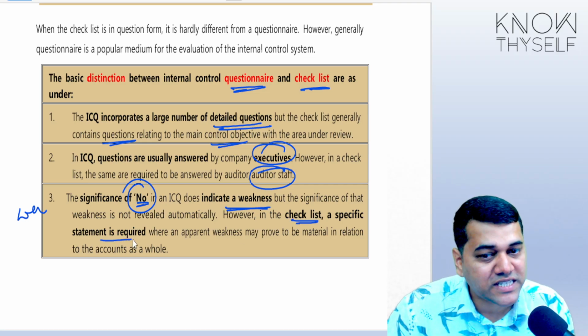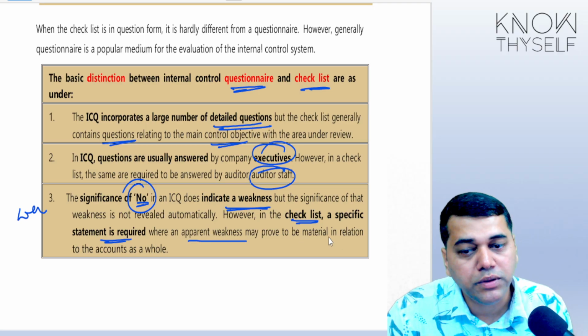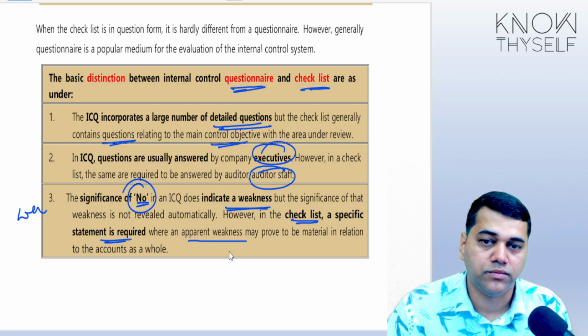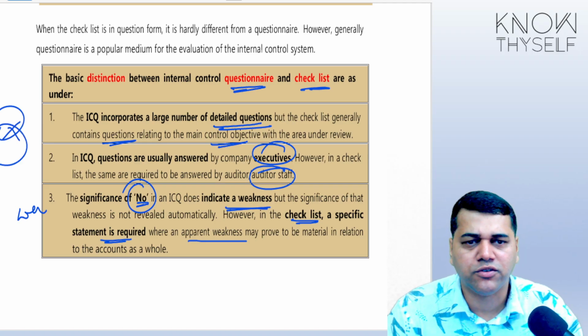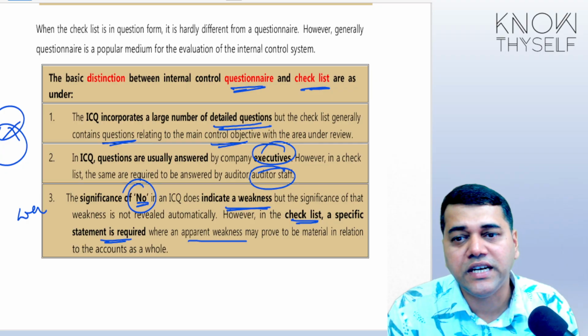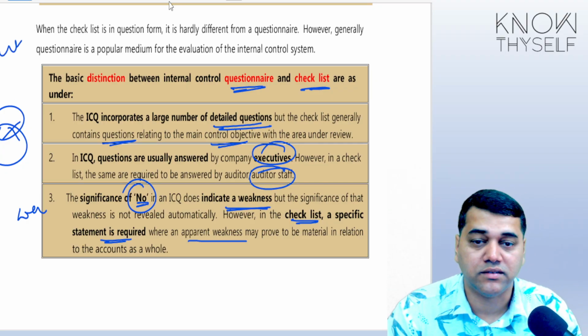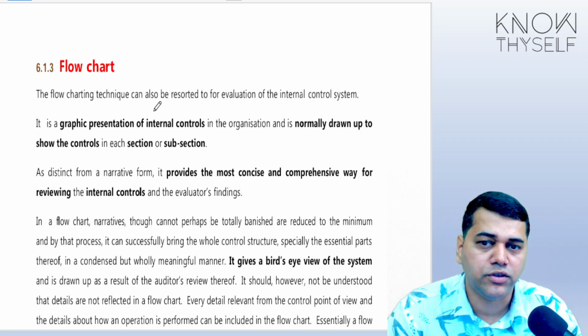In a checklist, a specific statement will be required where an apparent weakness may prove to be material in relation to the accounts as a whole. So they can ask you one question on this also. If you see in the Q&A, the same thing has been discussed in the inter also. That's why they may ask you these questions in the inter. I don't think they will ask you in the final.